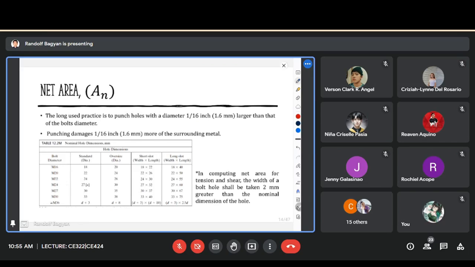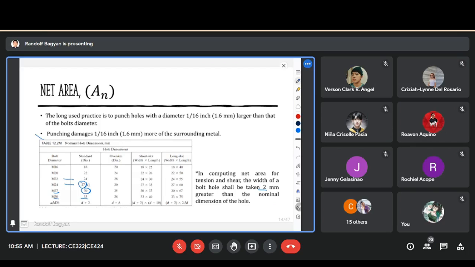Hanggang 22 mm. Okay, so kapag 24 mm na yung ating bolt, okay, plus 3 na siya dito sa standard diameter. 27 plus 3, 30. Pero plus 2 pa rin doon sa pangalawa class dito sa punching damage. Okay? So 30, 33 na siya, plus 2 pa di plus 5 na yung total nun kasi ito.